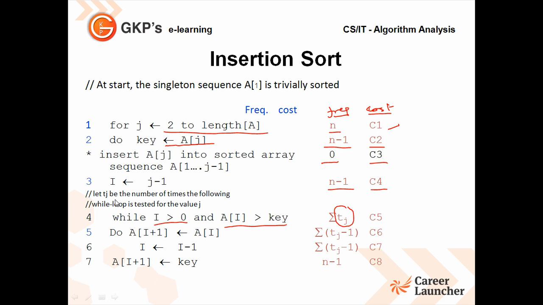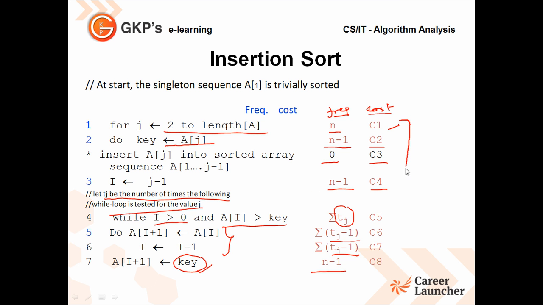So what is tj? Let tj be the number of times the following while loop is executed for the value of j. So how many times will it run? This tj is the number of repetitions of this while loop. The next two steps depend on tj minus 1. When it goes inside the while loop, these both will run tj minus 1 times, and the last step will run n minus 1 times. That means this key value will be placed at the ai plus 1th location.